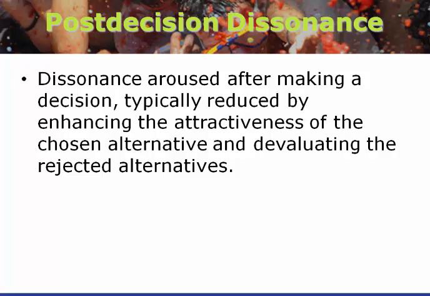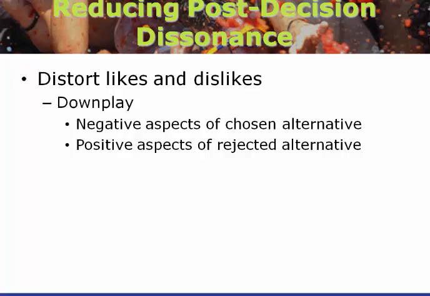So how are we going to reduce this dissonance? Remembering that dissonance is uncomfortable and we're going to be motivated to reduce it. We're going to reduce that by enhancing the attractiveness of the option that we chose. So we're going to think about all of the good things about the option that we chose, and we're going to devalue, or focus on the negatives of, the things that we rejected. Okay? So this leads us to distort reality a little bit, kind of going back to that rationalizing thought. We can distort things a little bit, okay? So we're going to downplay the negative aspects of what we chose, as well as the positive aspects of the rejected alternative, right?